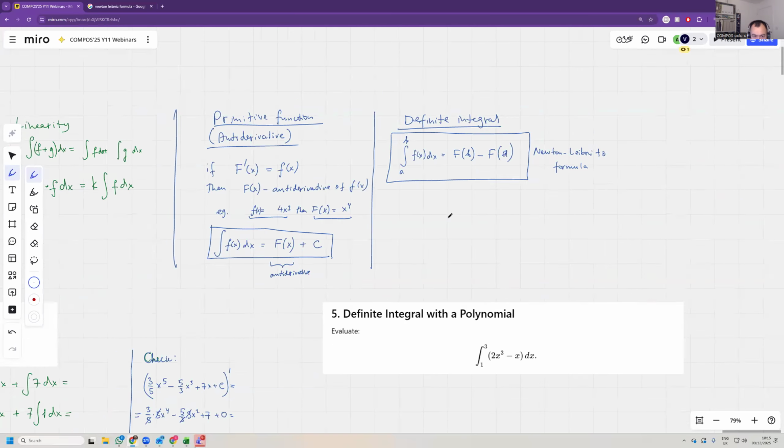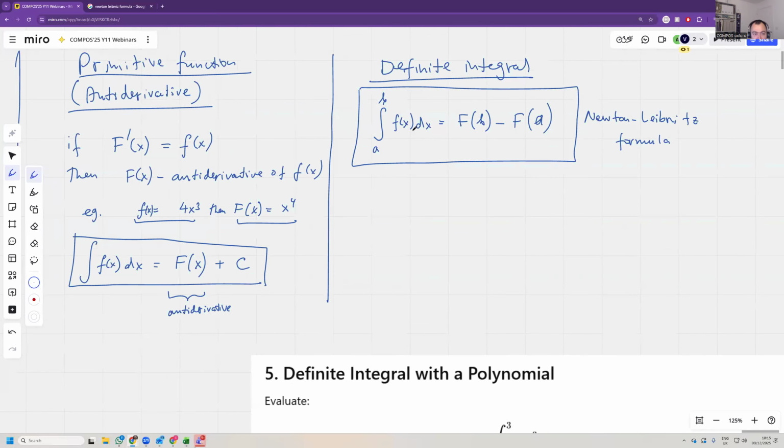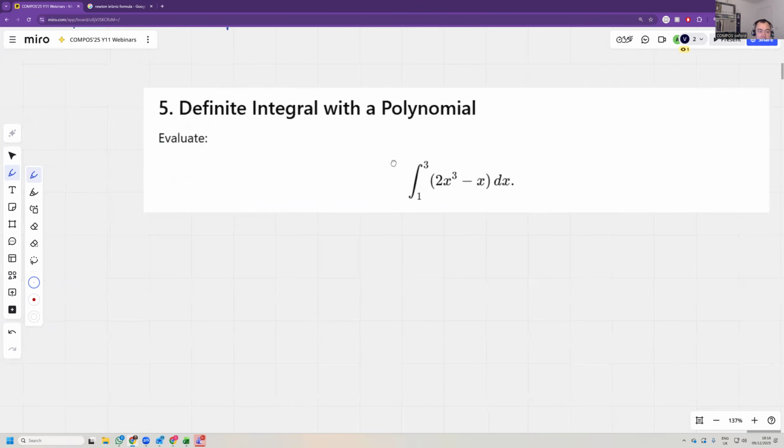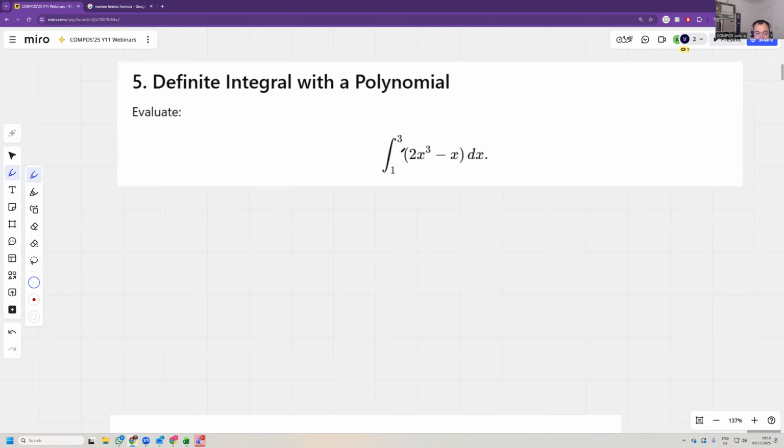So how does that work? Well, you find the antiderivative of the function. You find a function whose derivative is f of x, and then you substitute b and a, and then you subtract and you get a number. So a definite integral is a number, and that's very important. So this is what a definite integral looks like. It has numbers here. And so what we need to do is we find the integral. So we use the formula.